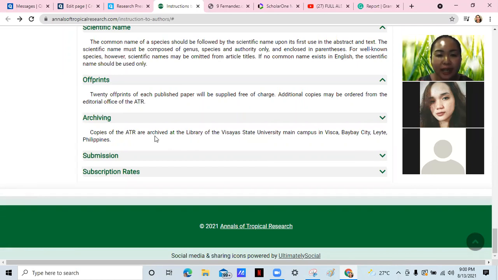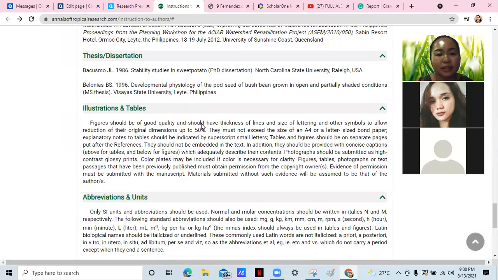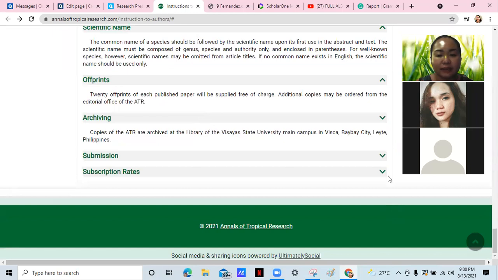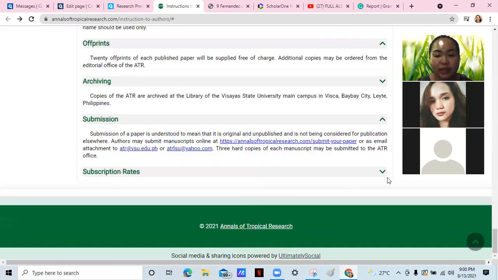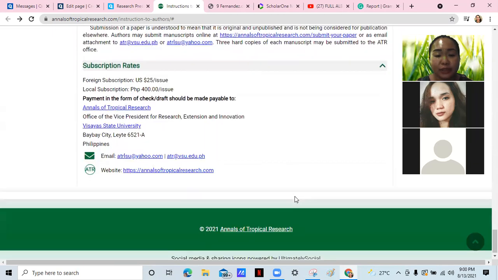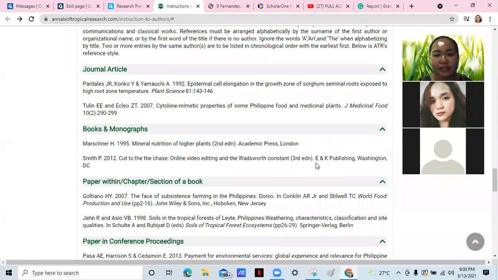And this will be archived here. As you can see, they have archiving. And how to submit is through their website or through email. And if the library subscribes, they also have a subscription fee for this. So I guess that's all.